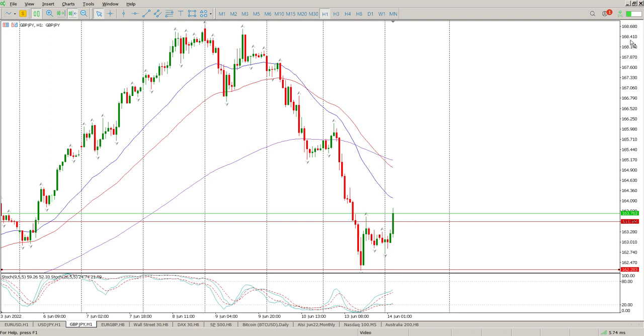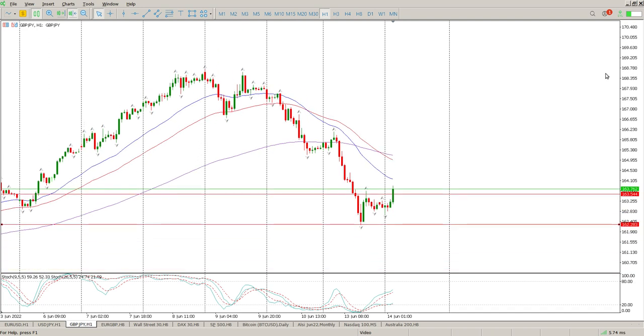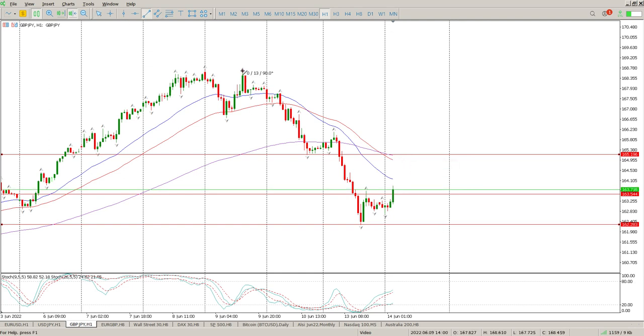So this could be some form of rejection that may be happening. So I would be paying attention to firstly this area, 165.196. If we get a rejection off there, then I'm definitely looking for something to the downside. And the other one to pay attention to is going to be slap bang in the middle of nowhere.